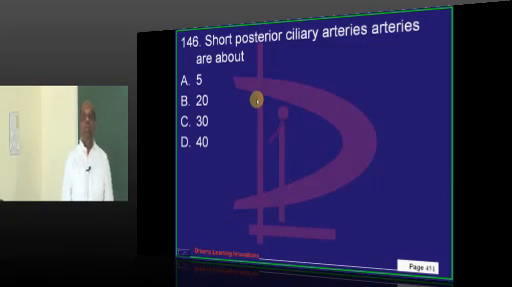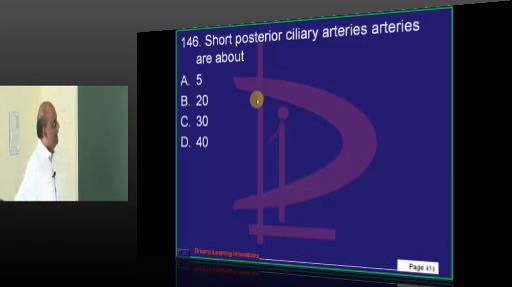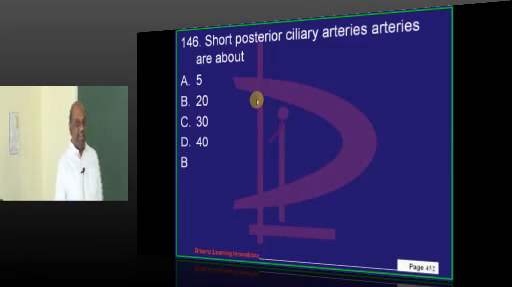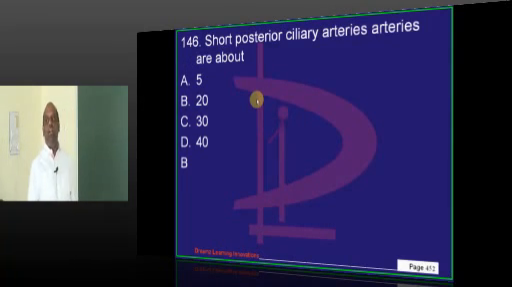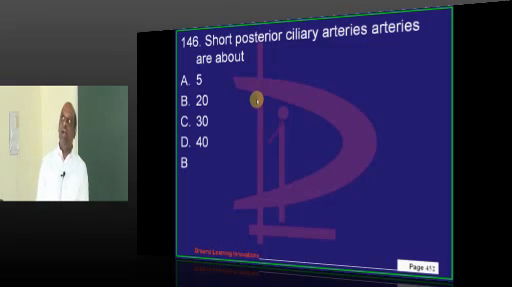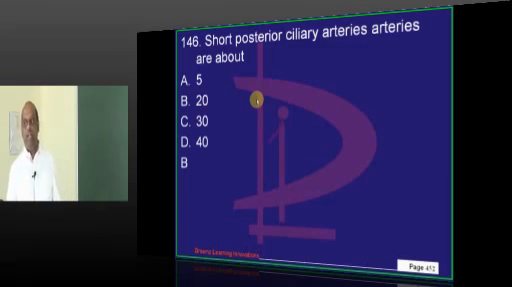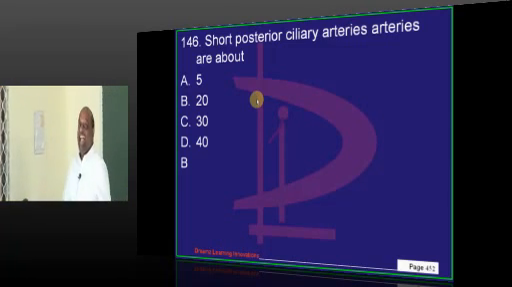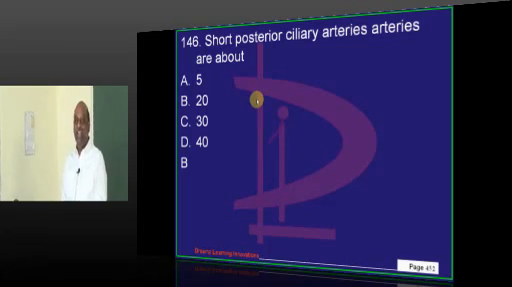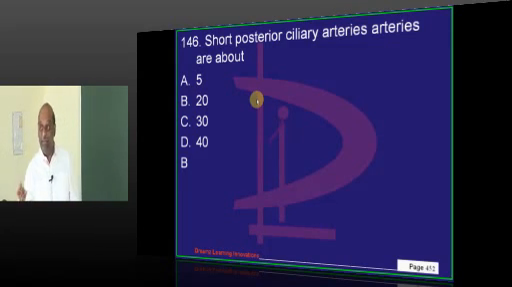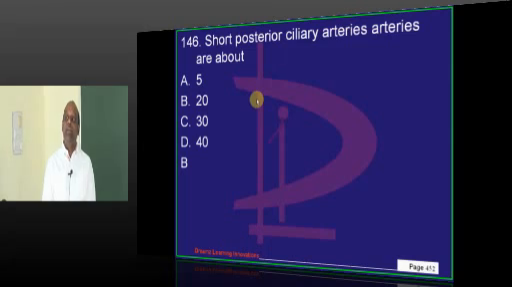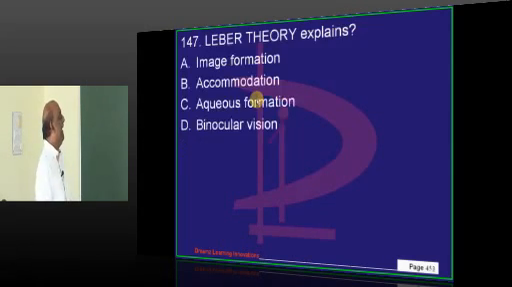Now, short posterior ciliary arteries, how many are there? You need to calculate in the exam hall. It needs to be 20. In the exam hall, you will find some people staring into the sky, some in a catatonic state, some watching towards the eye of the examiner. So that the examiner will be wondering, why is he doing that? I am supposed to stare into him, he is staring into me. Because he is calculating posterior ciliary arteries. So you need to be sure.